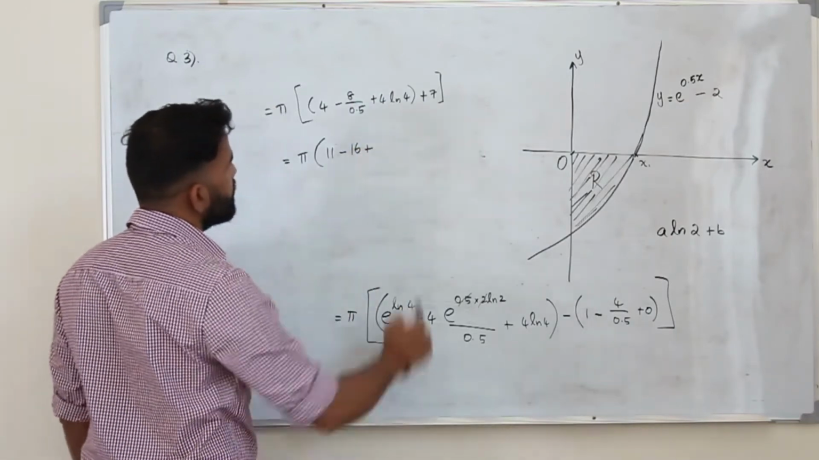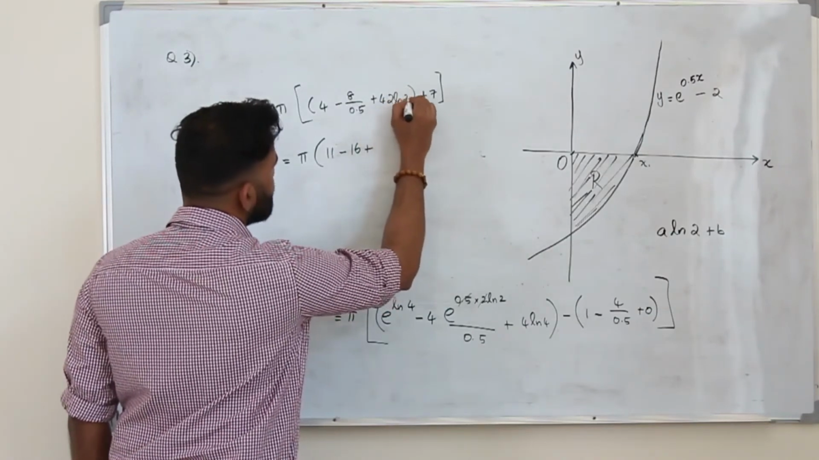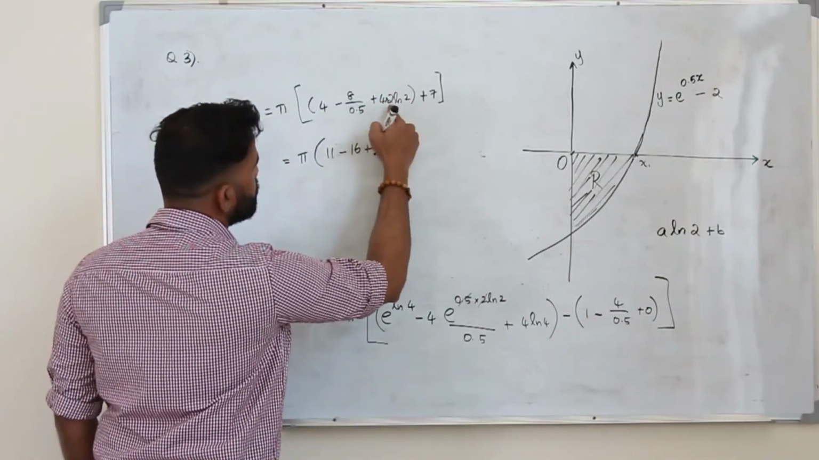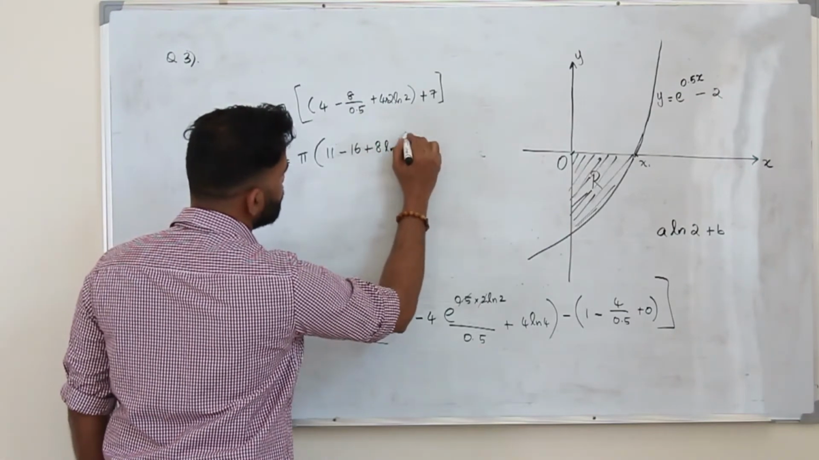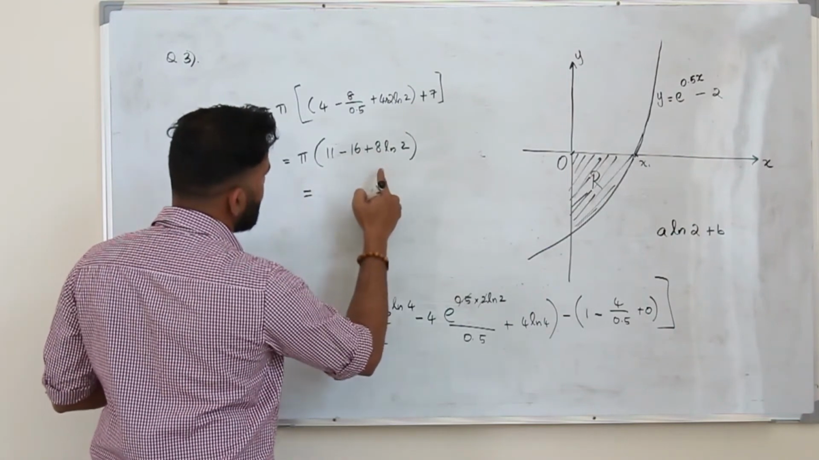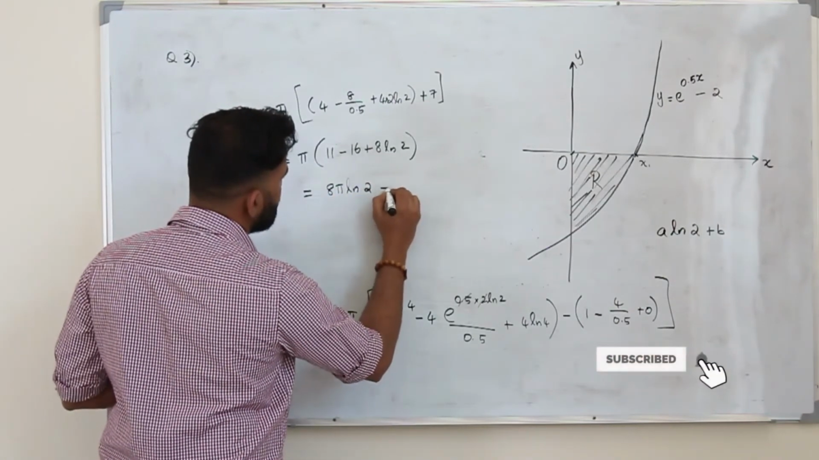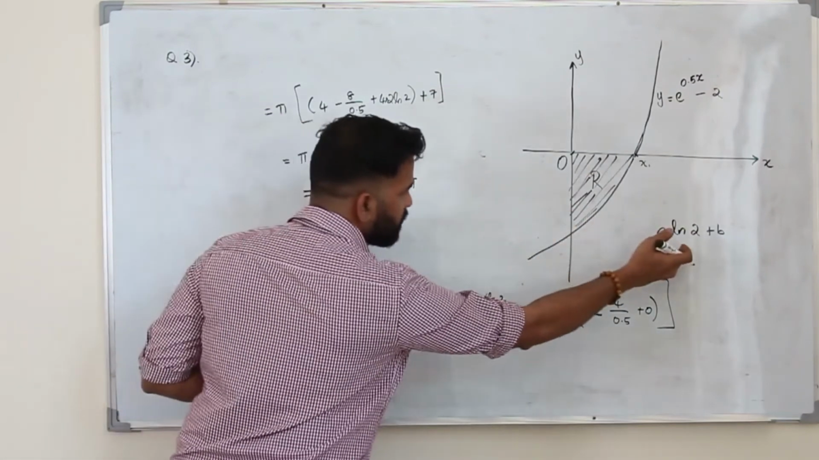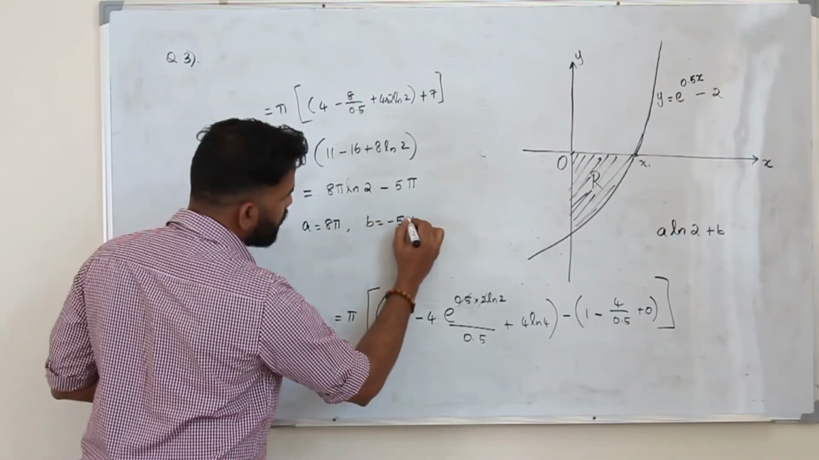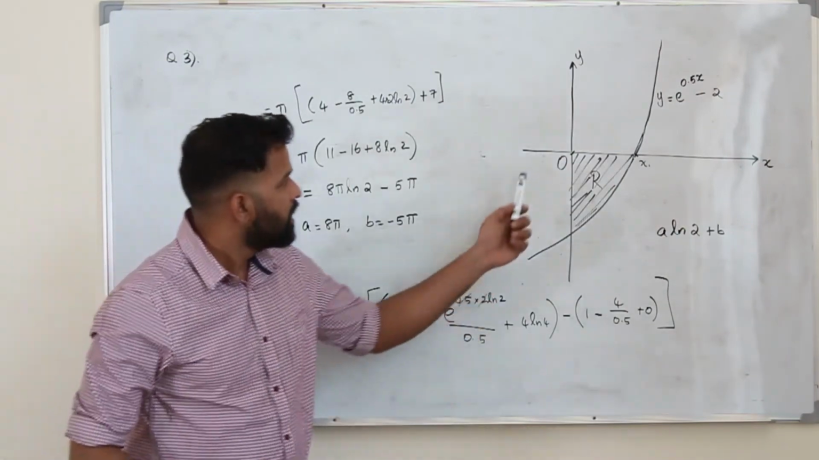Plus, you write it as natural logarithm of 2 natural logarithm of 2, because they want the answer in this form. So this will become 4 times 2, 8 natural logarithm of 2. So this is 11 minus 16 is minus 5. When you multiply by pi, it's 8 pi natural logarithm of 2 minus 5 pi. It's in this form. Your a is 8 pi, b is minus 5 pi. That's it. Just use the formula integral pi y squared dx and apply the limits.